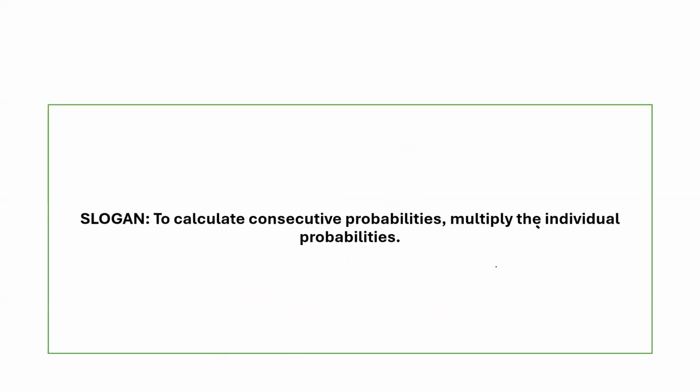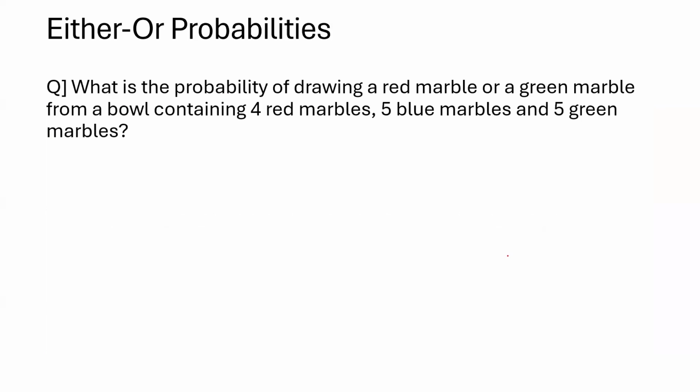So that is consecutive events. First, you are doing something, and after that, you are doing something. So the slogan is: to calculate consecutive probabilities, multiply the individual probabilities. First you start with the first probability and then multiply it with the second probability. Next is the either-or probability. What is that? Just look at the problem.